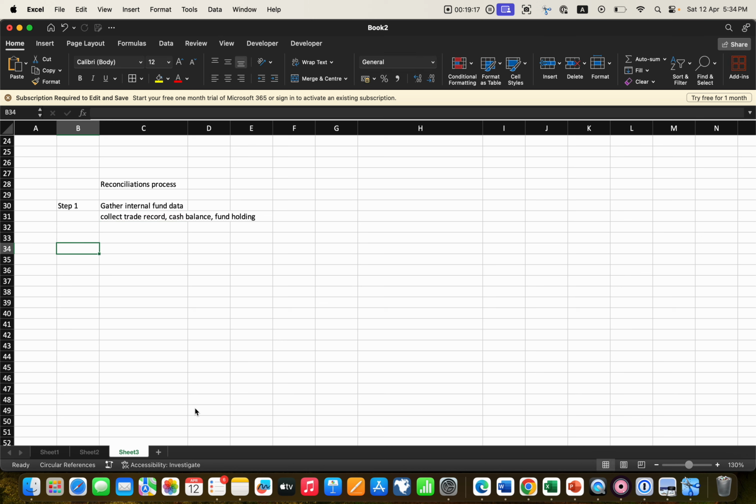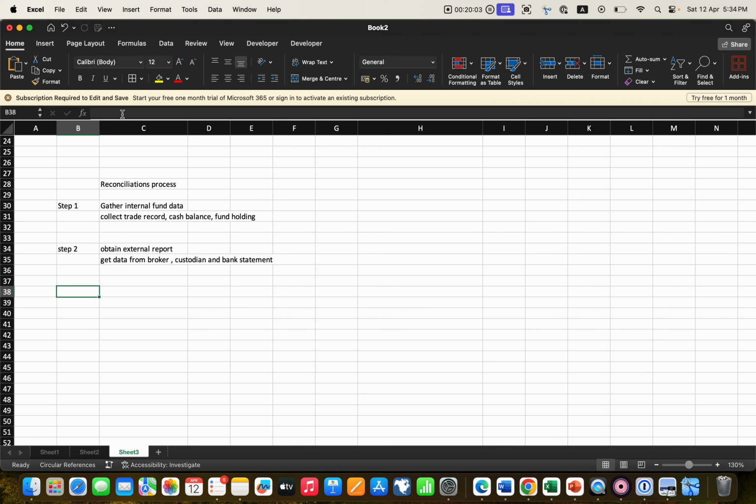Step 2 will be to obtain external reports. External records means broker and custodian reports. So here, get data from the broker, custodian and the bank statement.